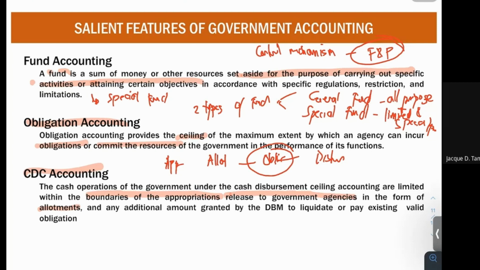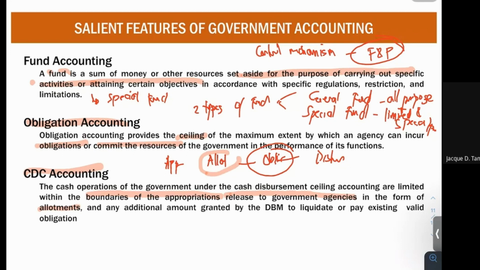So again, what is appropriation? Appropriation is the act of Congress appropriating to a particular government agency. Allotment is the release of the fund from the DBM to that government agency. So whatever is allotted, that is the amount that you can disburse. You cannot go over that. In obligation, you cannot incur more obligations than what is budgeted based on your fund. In cash disbursement, what we check is that you cannot go over what is allotted to you. You cannot disburse more than that.